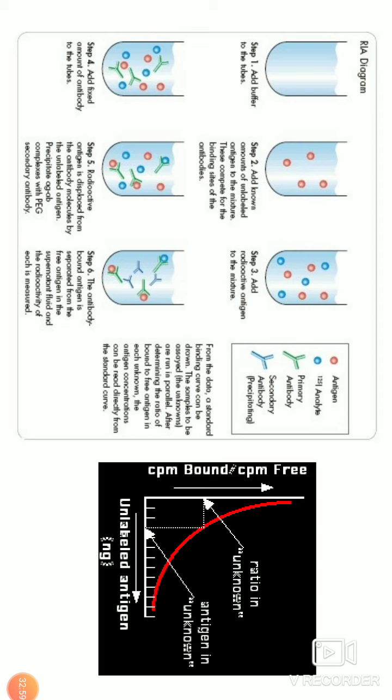Okay, so how is it done? First, you have to take a known amount of unlabeled antigen, and then to that add a known amount of labeled antigen. What kind of labels can be there? Here iodine-125 labels, C14 labels or tritium labels are used, where you label the antigens and then you add a known quantity of the antigen.